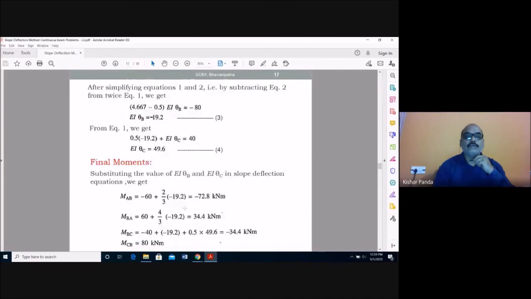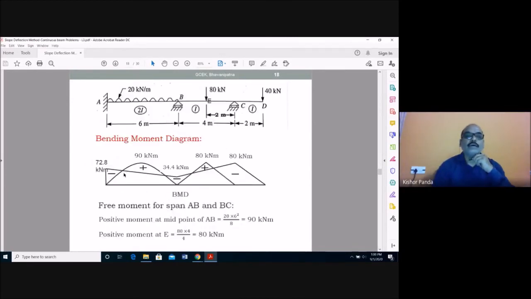After putting these values of EI theta B and EI theta C, here you got MAB is equal to minus 72.8 kilonewton meter and MBA is equal to 34.4 kilonewton meter. MBC is equal to minus 34.4 kilonewton meter, and MCB you got 80 kilonewton meter. Then after knowing this, plot the bending moment diagram. So this is your 72.8 here, and here 34.4, and here you know 80.